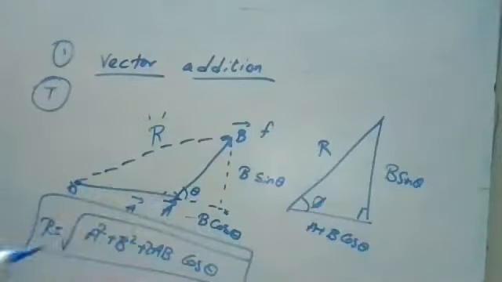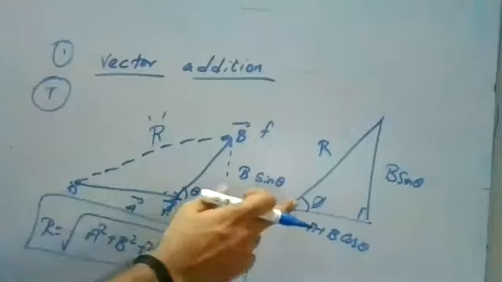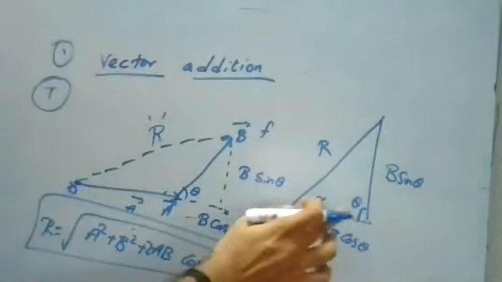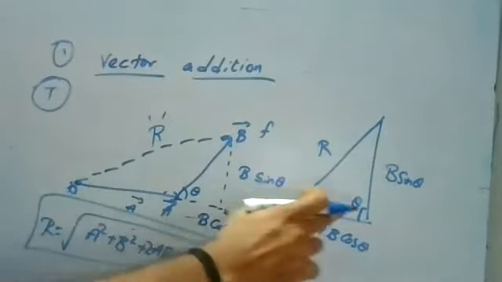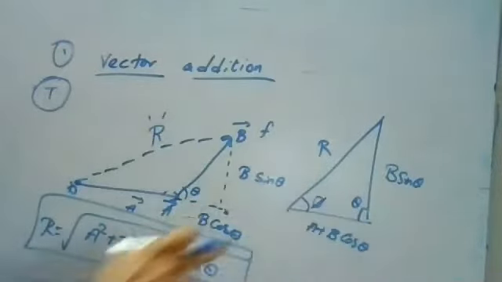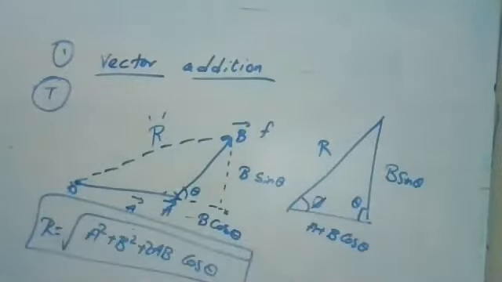Okay, angle phi is between the resultant and one of the vectors. This is angle theta, which is between A and B. Phi is nothing but the angle between the resultant and the A vector.